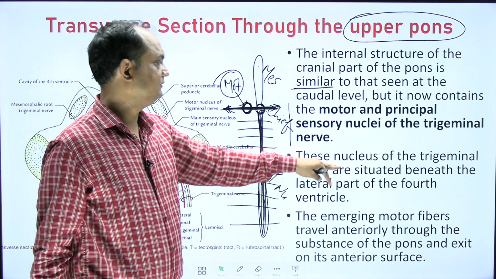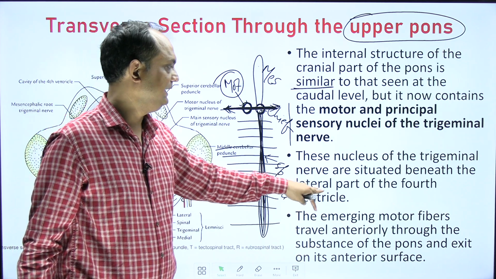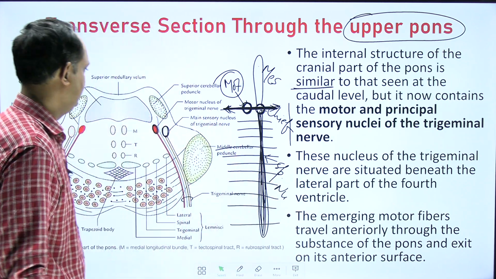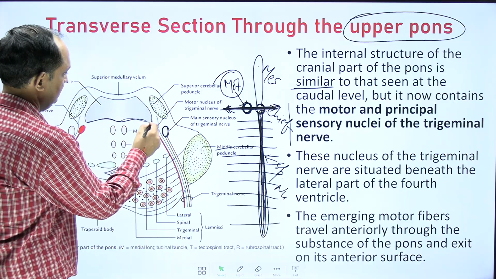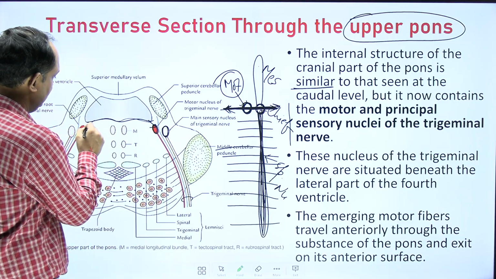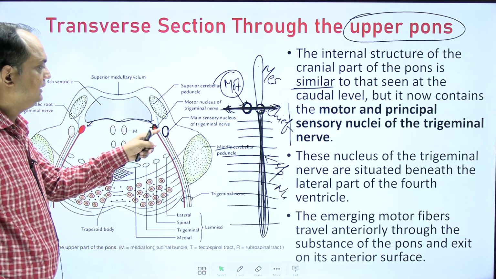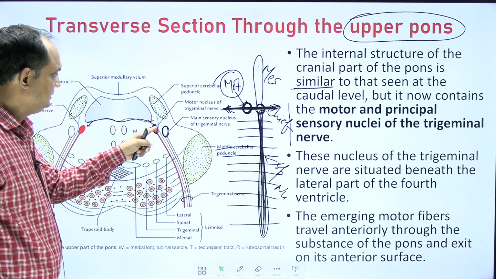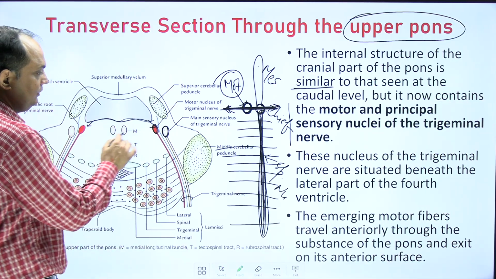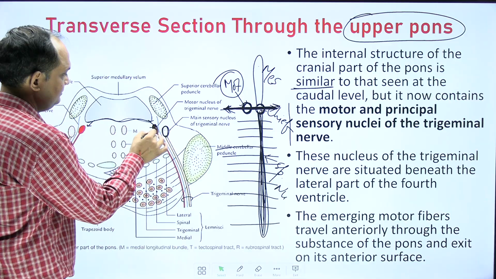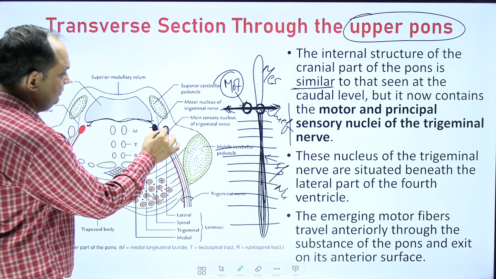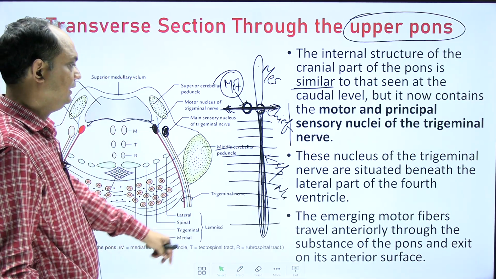So these nuclei of the trigeminal nerve are situated beneath the lateral part of the floor of the fourth ventricle. So this is the floor of the fourth ventricle, and near the lateral part you will find that there are two nuclei. But my dear students, you have to keep this in mind while drawing these nuclei, that the motor nucleus is medially placed and the chief sensory nucleus is laterally placed.